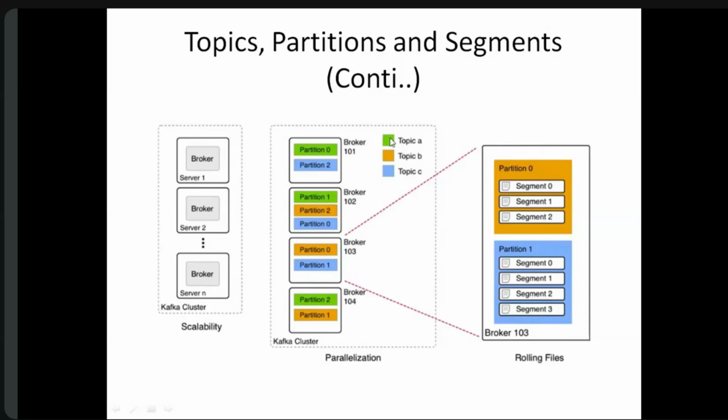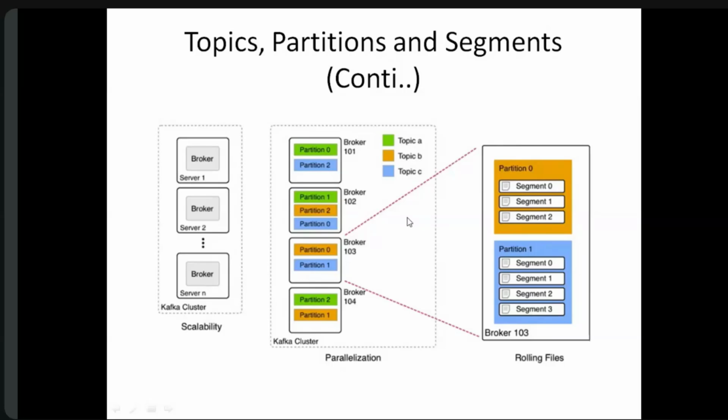So this is another view. For example, this is a broker. These are my partitions inside that broker. Colors are also mentioned: topic A, topic B, topic C. These are my three topics. The green topic is topic A, the orange topic is topic B, and the blue one is topic C. Now you can easily see topic A is having three partitions, similarly topic B is also having three partitions, and topic C is also having three partitions.